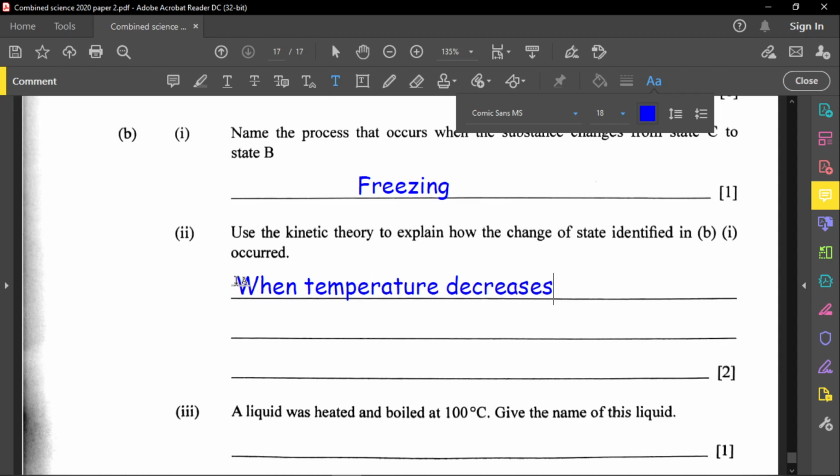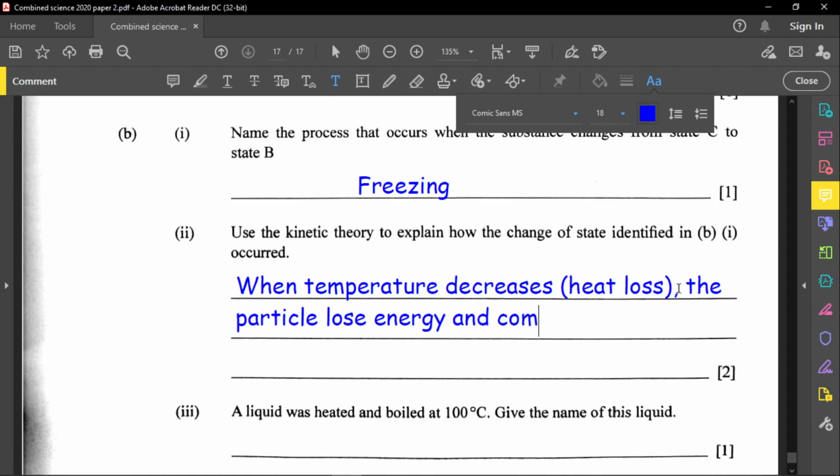decreases, which means loss of heat. Just to make a note of that. Heat loss. The substance loses heat. So temperature decreases, heat loss takes place, and because there's a loss of heat, then the particles will lose energy.